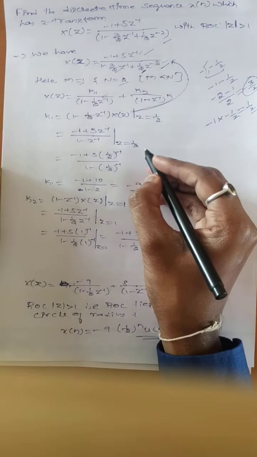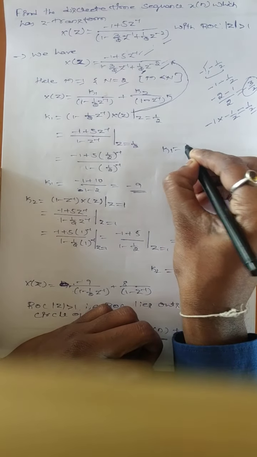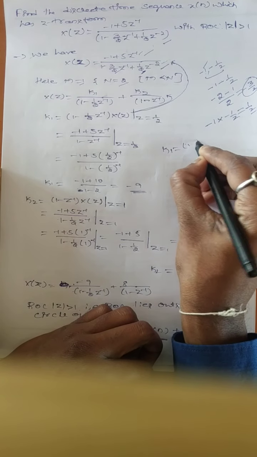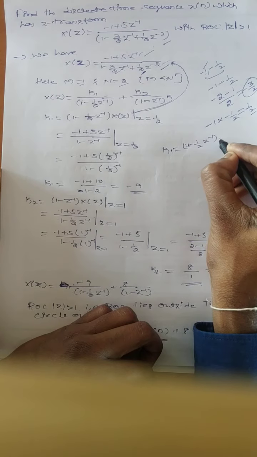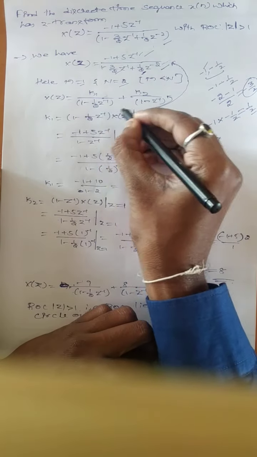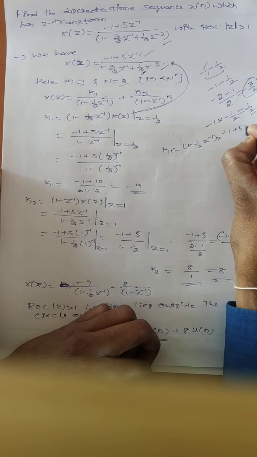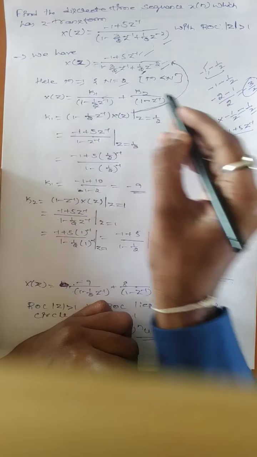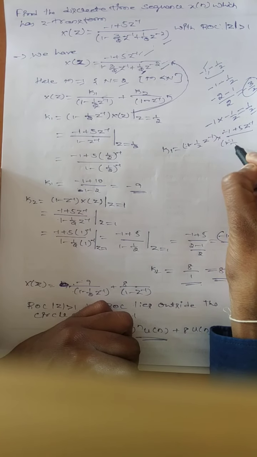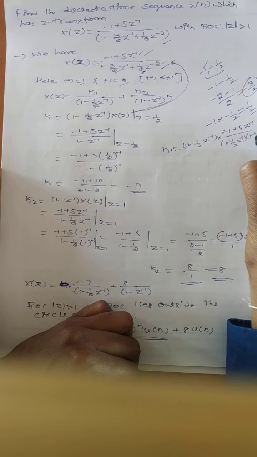So what happens if we simplify? I'll show you that. 1 minus 1 by 2 z inverse into X of z is this: minus 1 plus 5 z inverse divided by 1 minus 1 by 2 z inverse into 1 minus z inverse.